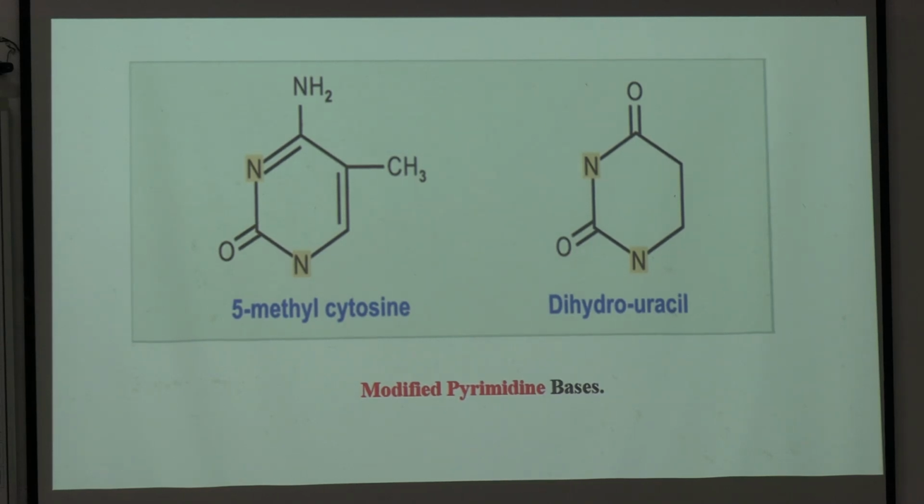Like purine, there is again modification of pyrimidine bases. Like here, at the 5 position there is a methyl group, so this is 5-methyl cytosine. And there are 2 oxygens here, so this is called dihydrouracil.